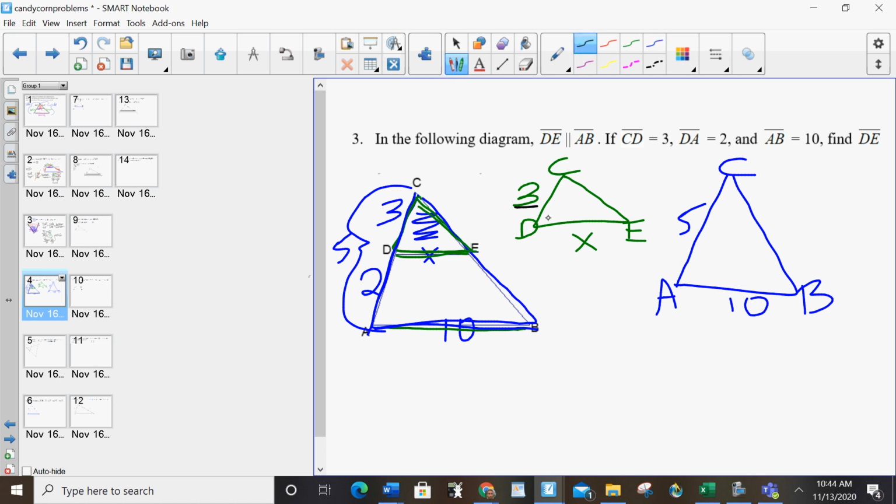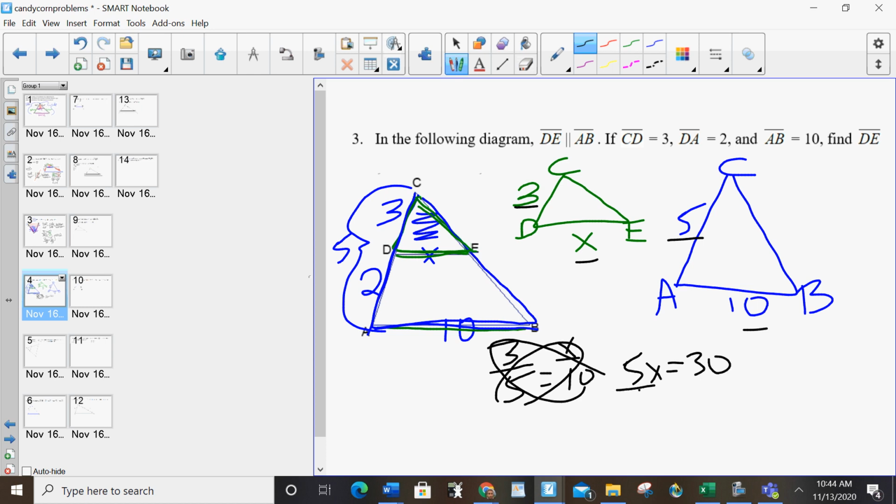Put the corresponding sides on top of each other. 3 goes over 5. X goes over 10. And we cross multiply and solve. 5x equals 30. X is 6. So DE is 6.